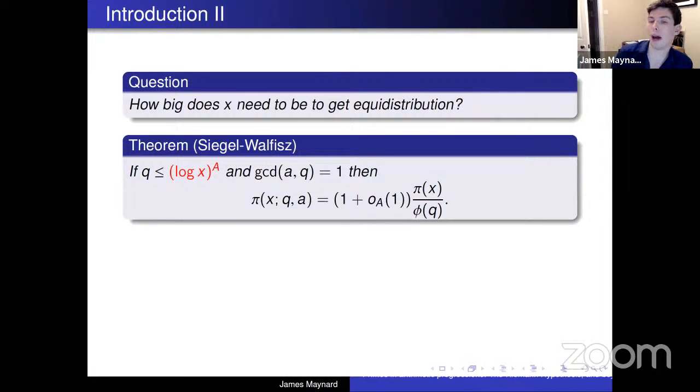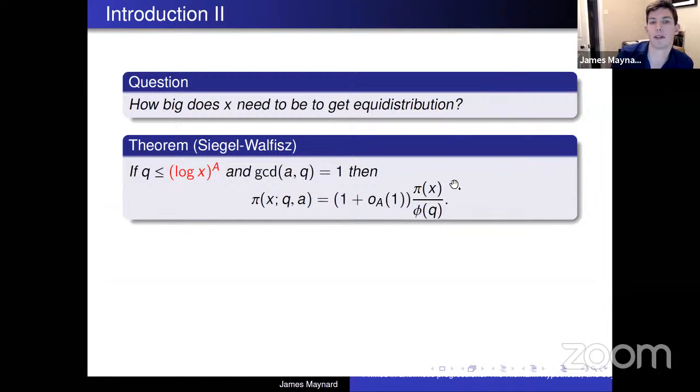And we do have a result of this type. It's a very important result known as the Siegel-Walfisz theorem. And this says that provided q is fairly small compared to x, where fairly small means bounded by log x to the power some fixed constant, so maybe log x to the power 100, then we do have an asymptotic formula for the number of primes which are in each residue class modulo q.